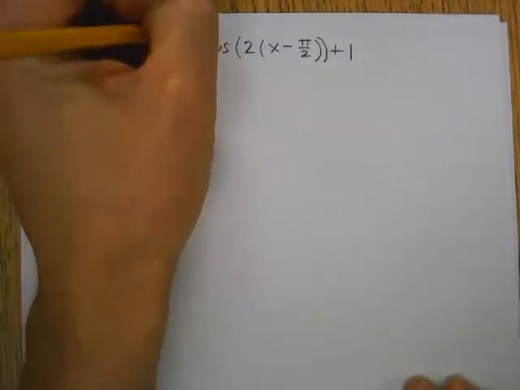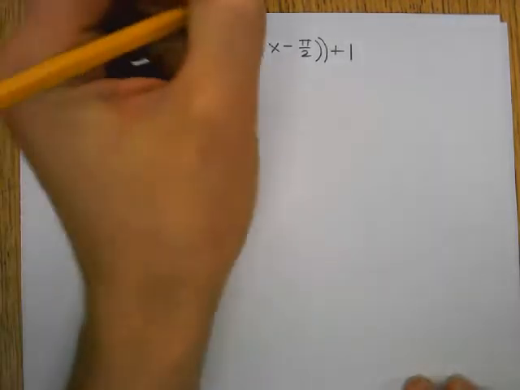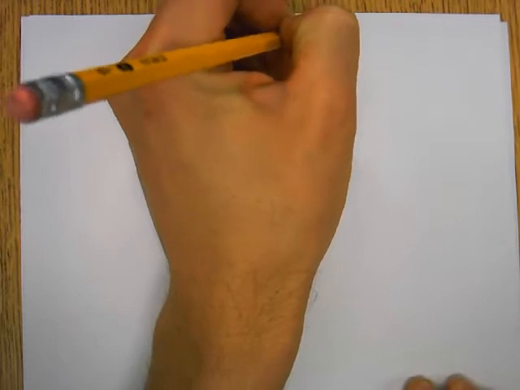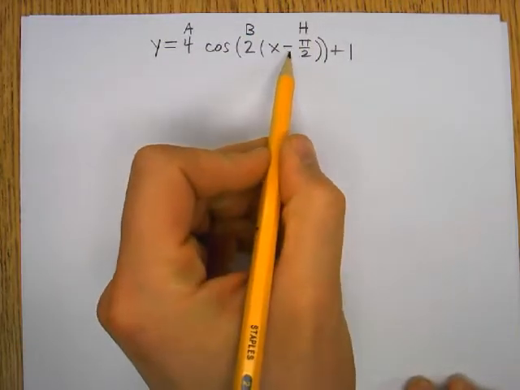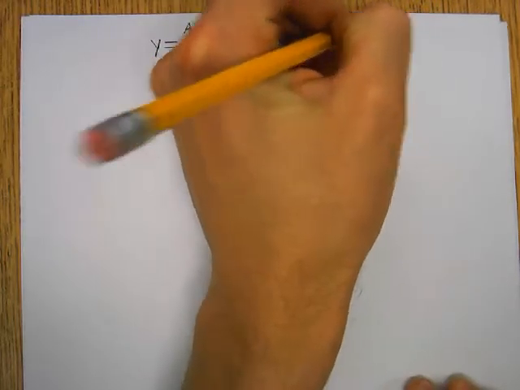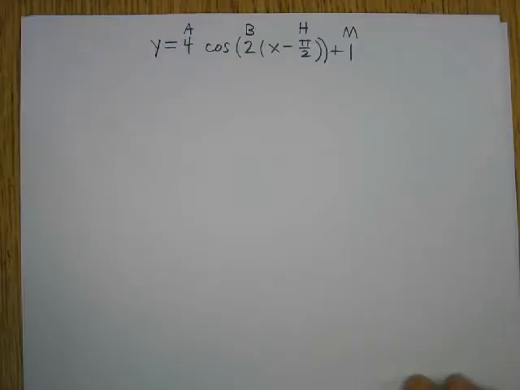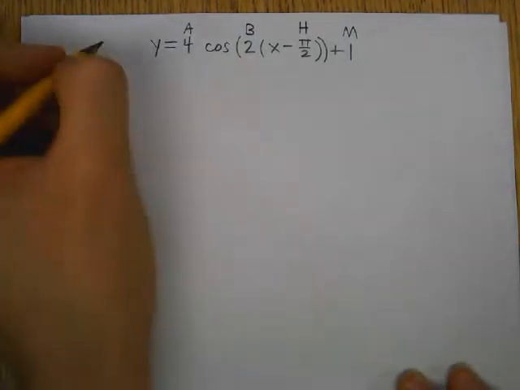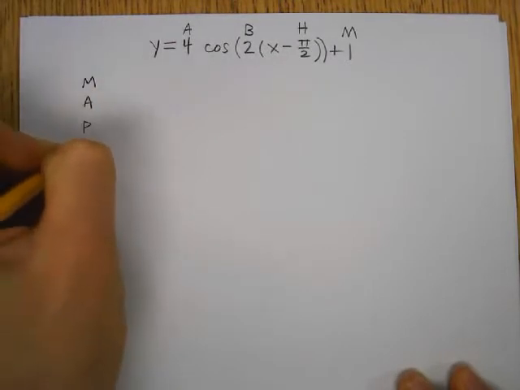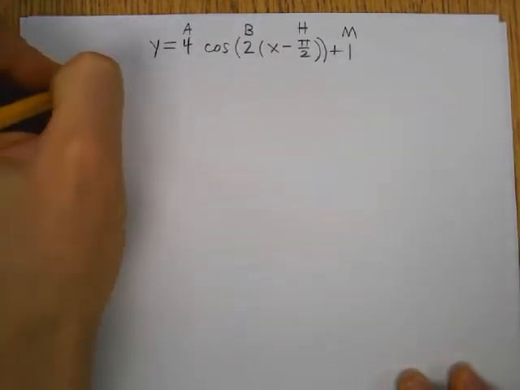So I'll start here. 4 is going to be my A term, my B term is 2, my H term is negative pi over 2, and my M is 1. Okay, from here, nothing else is really going to change about my normal solving strategy. So I'm going to figure out my graph's characteristics.